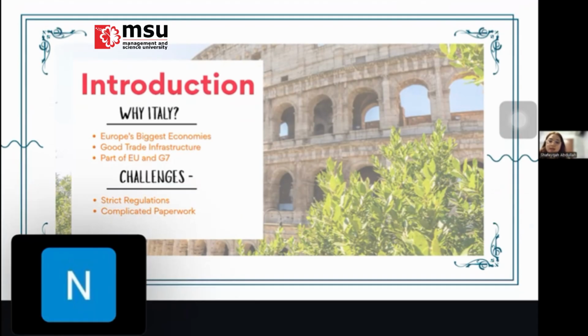Why Italy? Because Italy is one of the largest economies in Europe, supported by strong industry, skilled workers, and good trade infrastructure. As a member of the European Union and G7, Italy offers businesses access to a larger international market. However, companies must also be prepared for strict regulation and complicated paperwork when operating in Italy.